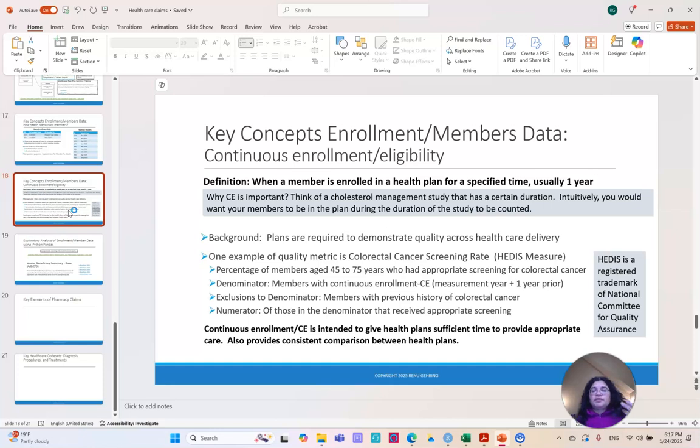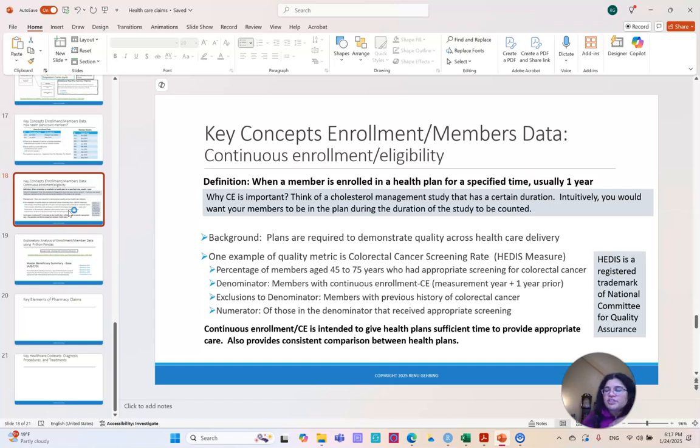Now, once we've got the denominator, we take that cohort of people and then we look, well, have you got the appropriate screening? There are several screening methodologies, and so you can see if the health plan gave them those tests. And then you have the numerator, and you can divide the two and you get the ratio.